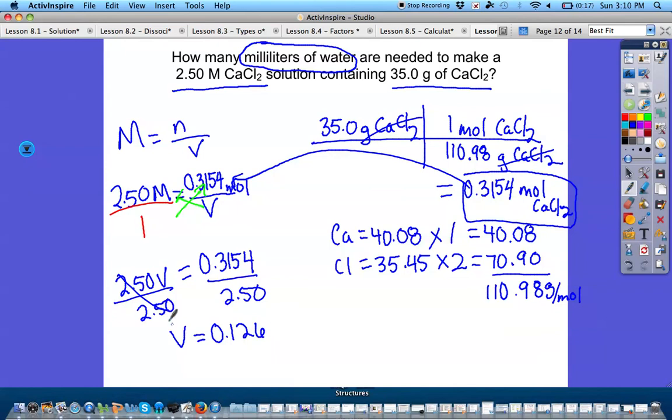That should give us a volume of 0.126. Remember, volume is in liters at this point. So now we need to convert our liters into milliliters. And we can do this by multiplying it by 1,000 or moving our decimal 3 places to the right. So our volume is going to be 126 milliliters of water.